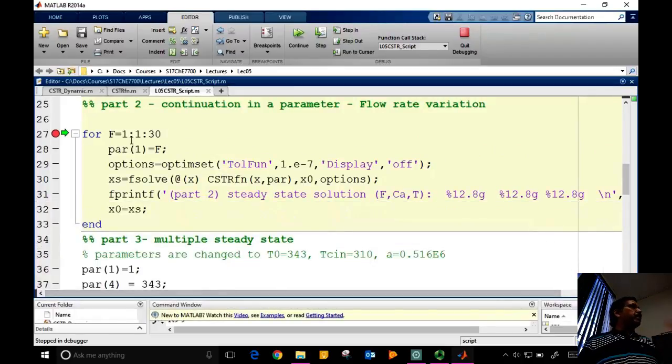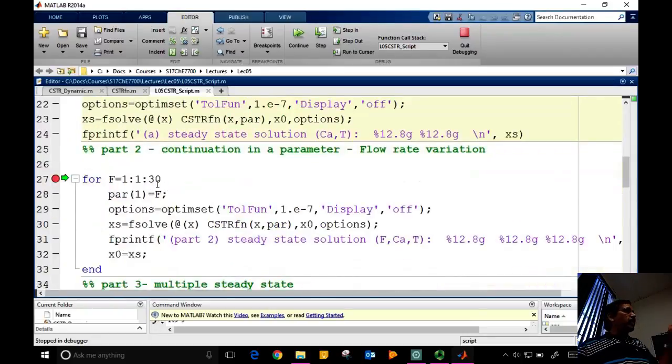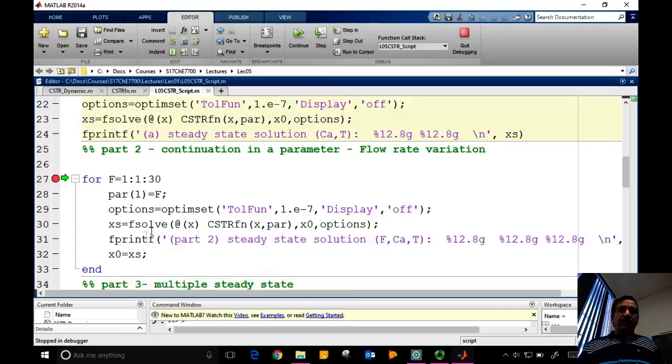All I need to do is set up a loop for the flow rate, and f is the variable that represents the flow rate, but I need to put it into the parameter set, because the way I'm passing the flow rate is through this parameter set. So par 1 contains the flow rate, f. So I take that loop counter f, which has the value of the flow rate, and put it into par 1, and options is the same as before, and I call fsolve in the same way as before, with the same initial guess, x0, that I have before.